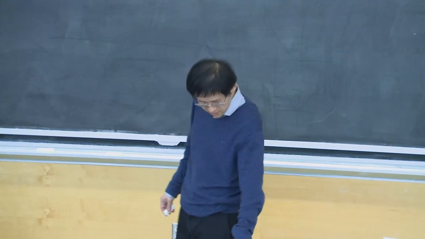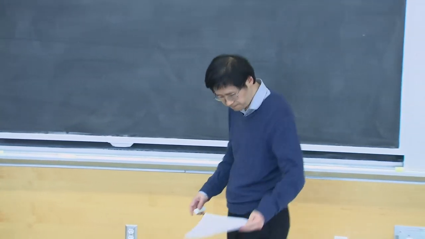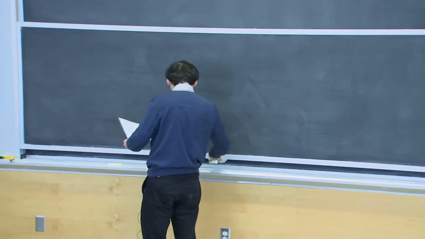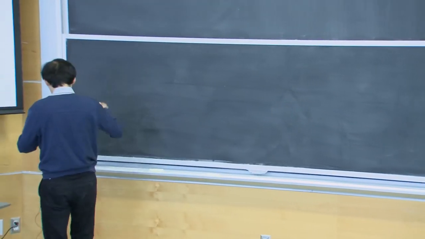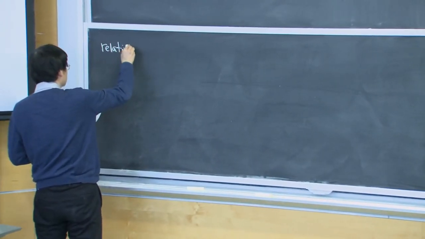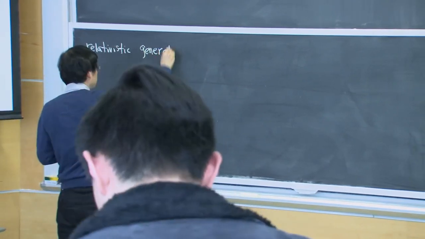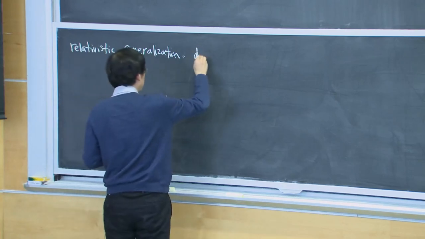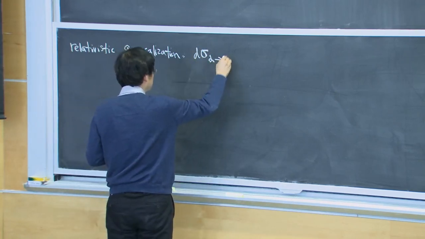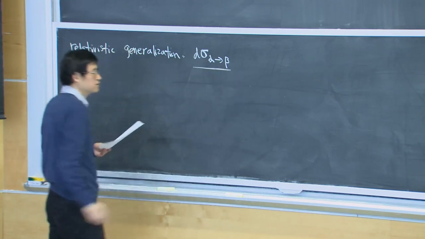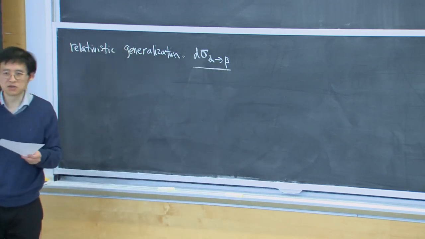Okay, so let us start. Last time, at the end of lecture, we discussed the relativistic generalization of the cross-section. So we want to derive a relativistic generalization of the cross-section from some initial state to some final state.